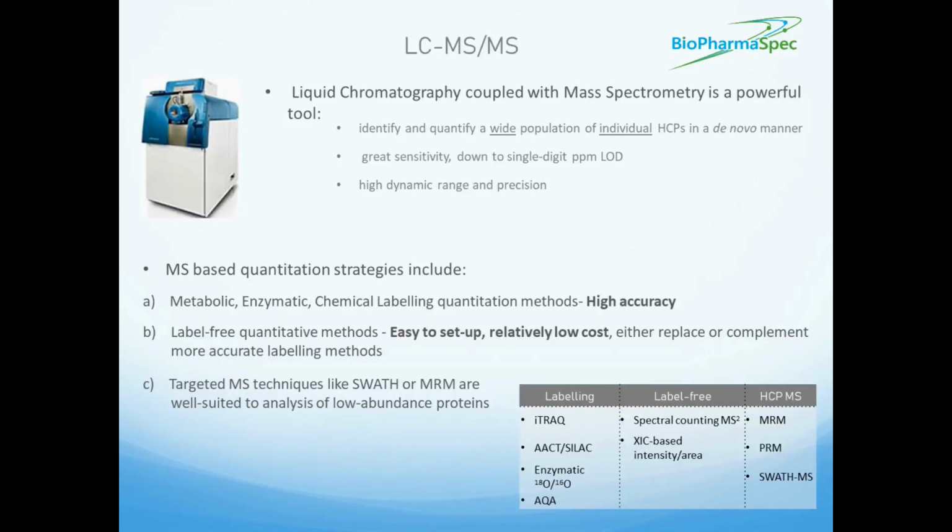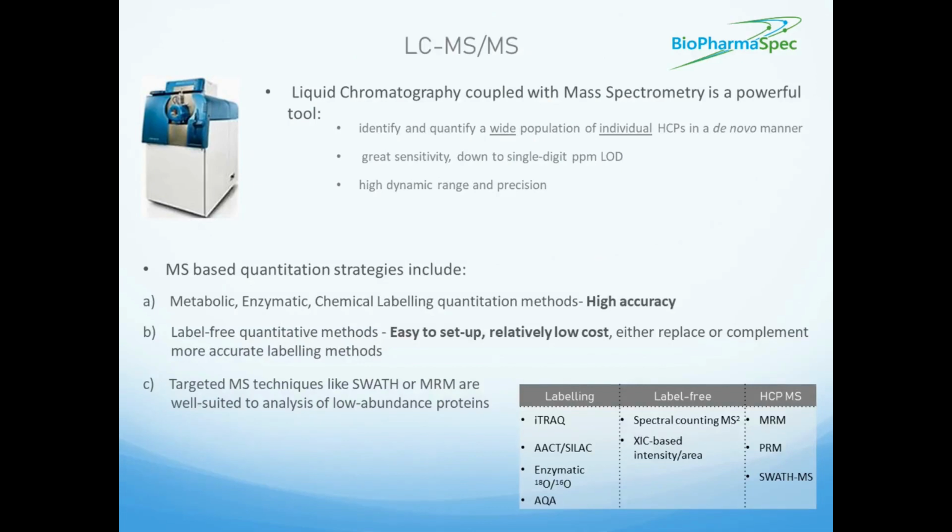So advantages of MS-based analyses compared to other technologies include the high sensitivity, reproducibility, and specificity, and the ability to identify de novo a wide population of individual HCPs without the need for specialized antibody reagents or product and process-specific method development. It's important to reiterate that LC-MS is not a replacement for the HCP ELISA test, but can provide an increased breadth of HCP identification as an orthogonal method.